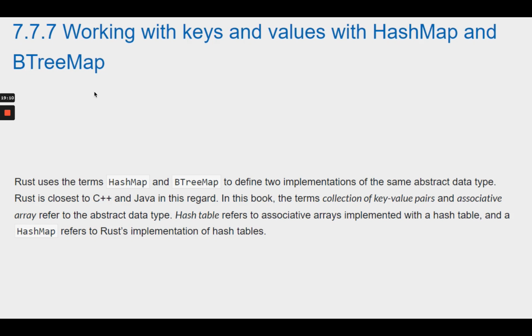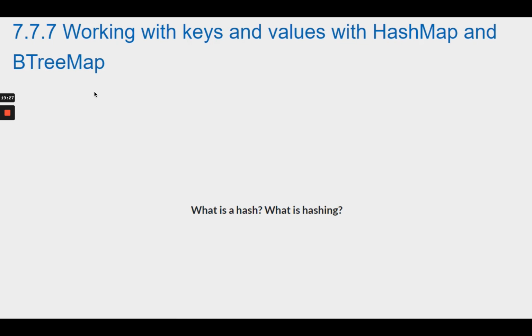In this book, the terms collection of key-value pairs and associative array refer to the abstract data type. Hash table refers to associative arrays implemented with a hash table, and hash map refers to Rust's implementation of hash tables. What is a hash?